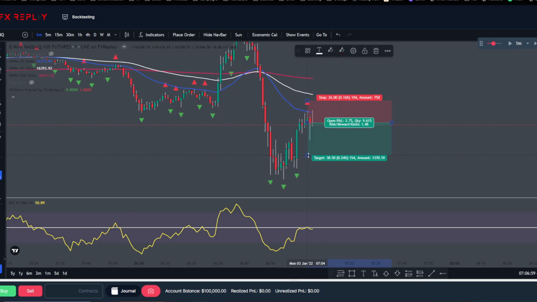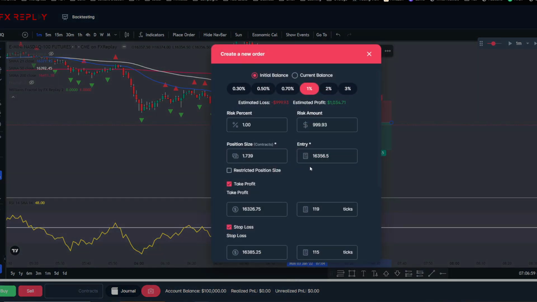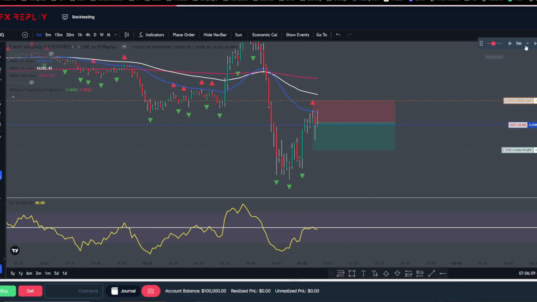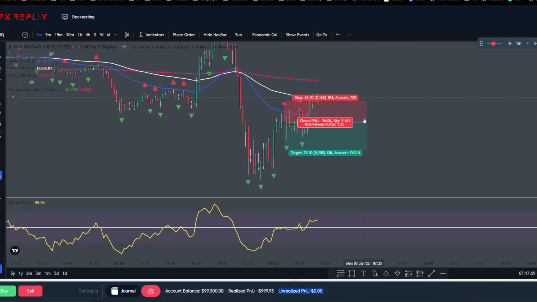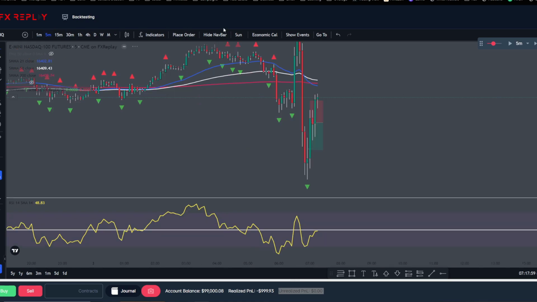Stop loss above, go for a 1. Loss. First trade is a loss. Okay, go to the next day.